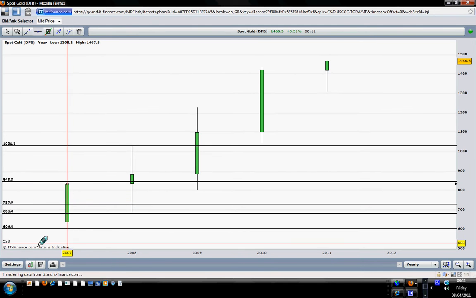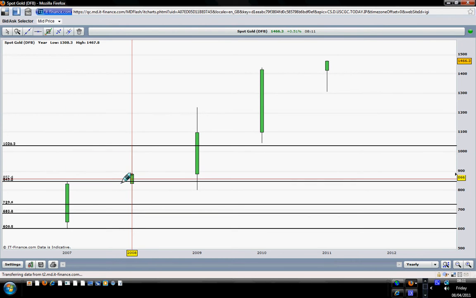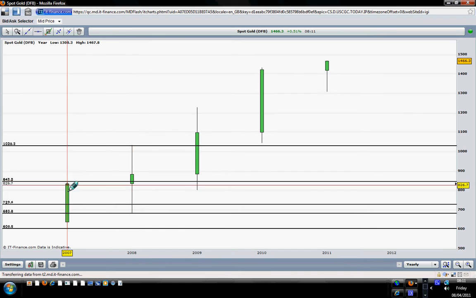Can you believe that the middle line of this range happened to be exactly the high of 2007? Can you see that? The middle line of the year 2008 happened to be exactly the high of 2007. I'll say that again. This candle here is the year 2008. If you draw the middle line, it is exactly at the level of the high of 2007.